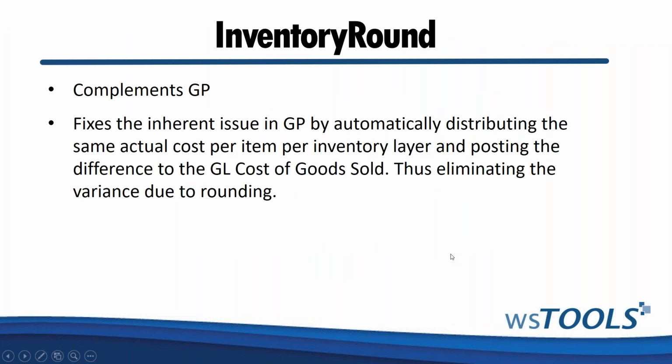The InventoryRound solution that the wsTOOLS team has built is maybe named inappropriately, but what it does is actually solve the rounding problem that GP has when there's not an even amount to be divided amongst all the items that you receive. It makes sure all the items are costed at the same level, and any variance is then posted to cost of goods sold or to an inventory offset account.